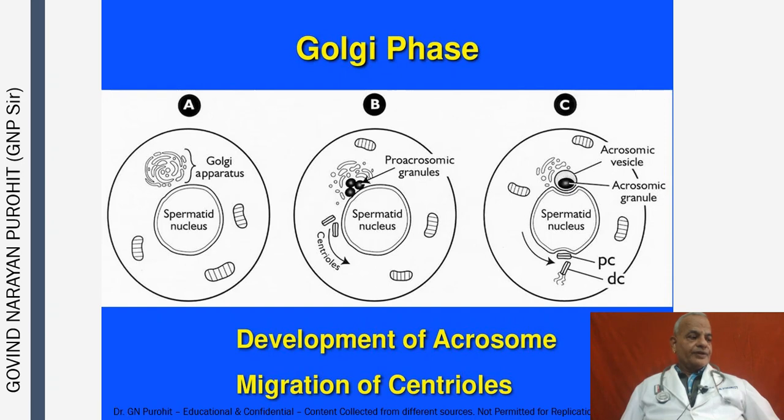Then during the last half of the Golgi phase, the centrioles migrate to a position opposite to the acrosomic vesicle. Centrioles, you can see, are migrating. The proximal centriole, the PC, gives rise to the attachment point for the tail, and the distal centriole gives rise to the developing axoneme inside the cytoplasm of the spermatid. The axoneme is the central portion of the flagellum. So during the Golgi phase, there is development of the acrosome and migration of the centrioles.